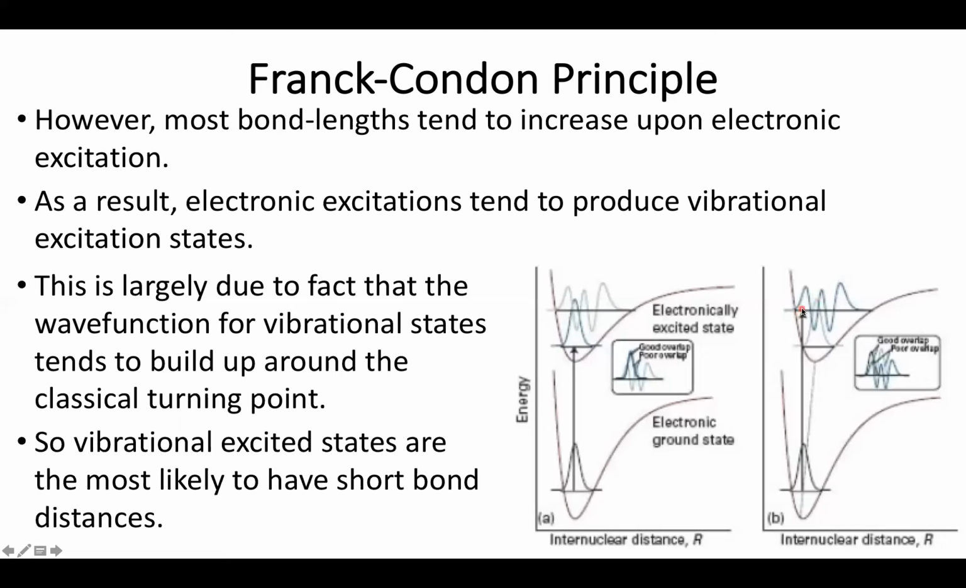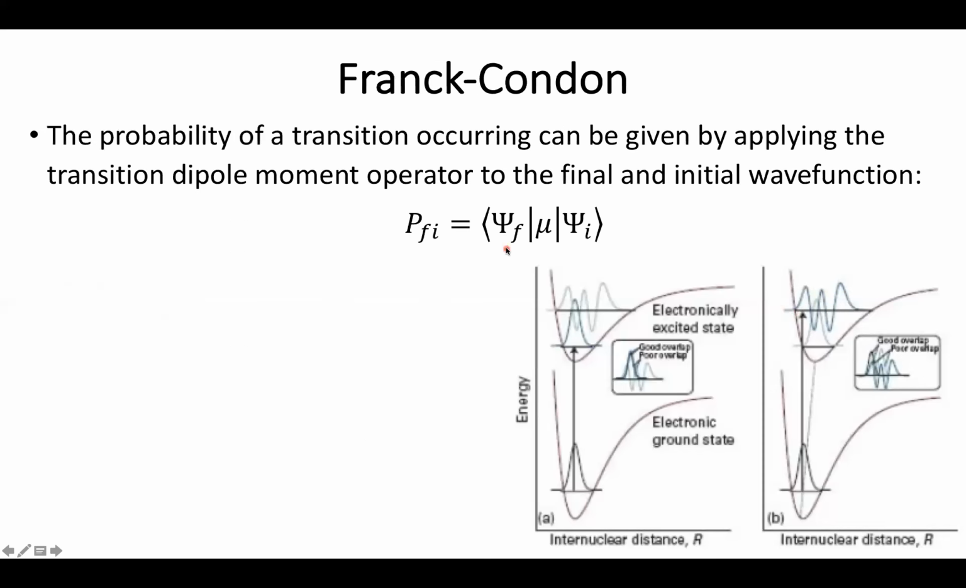Because these vibrational excited states are most likely to have short bond distances, we're going to see the largest extent of overlap. And we can, again, try and model this idea of the probability of a transition using our good old friend, the transition dipole moment operator, to find the overlap between the initial and the final wave function, where we're specifically looking at the probability of the initial to final transition.